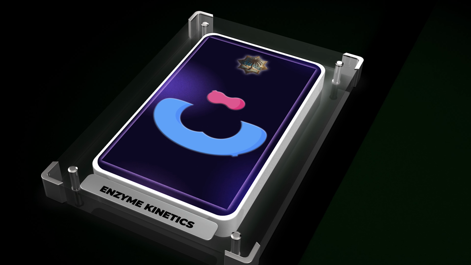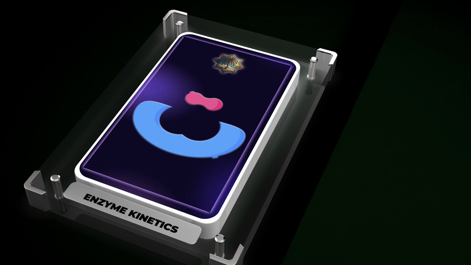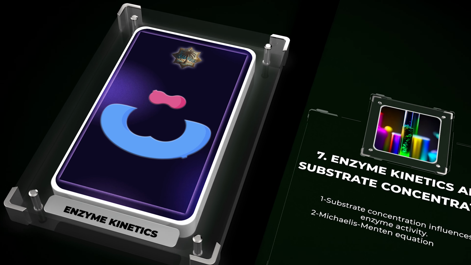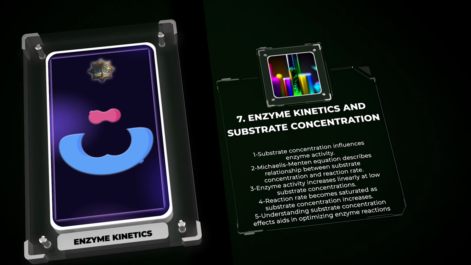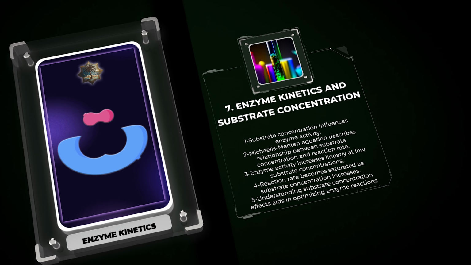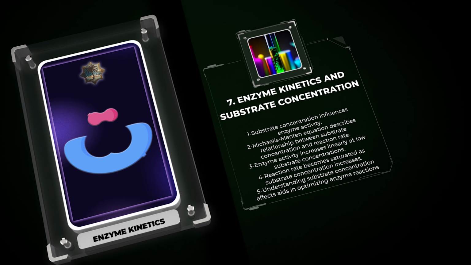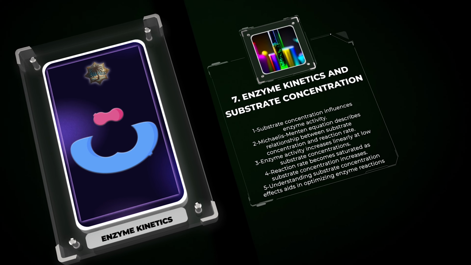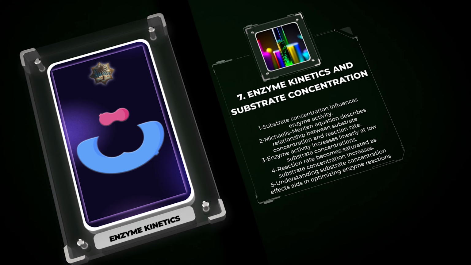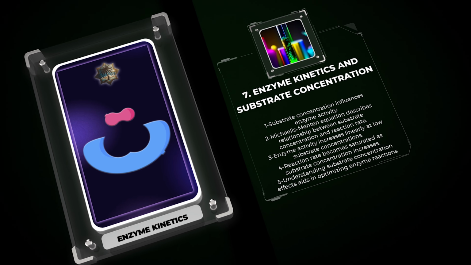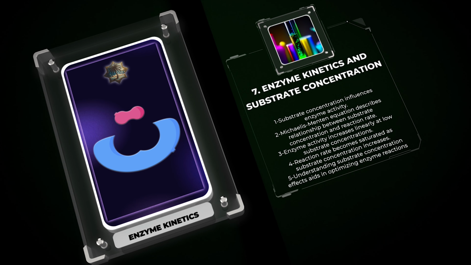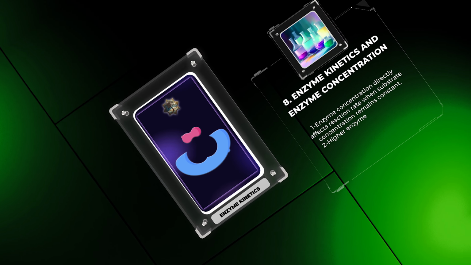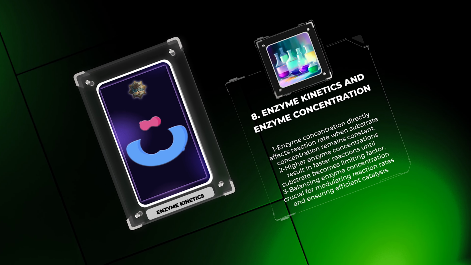Delving deeper into enzyme kinetics, we now examine how substrate concentration influences enzyme activity. According to the Michaelis-Menten equation, at low substrate concentrations, enzyme activity increases linearly. However, as substrate concentration continues to rise, the reaction rate reaches a maximum, becoming saturated. Gaining insights into substrate concentration effects aids in optimizing enzyme reactions and predicting the rate of product formation in various biological systems.